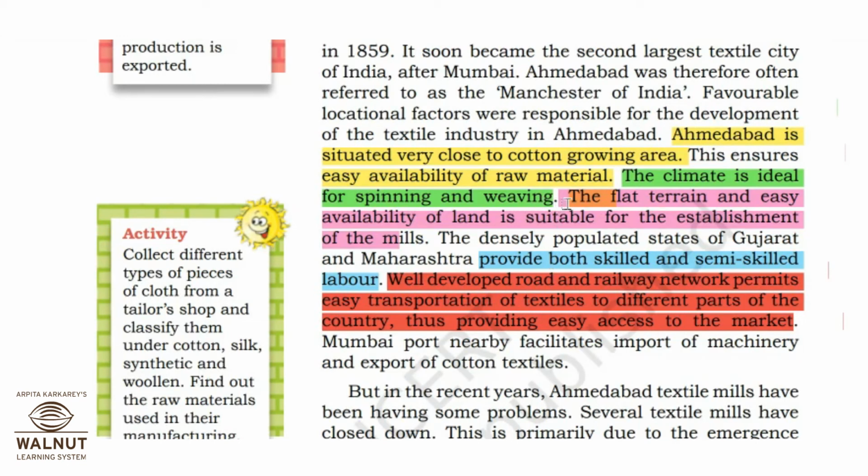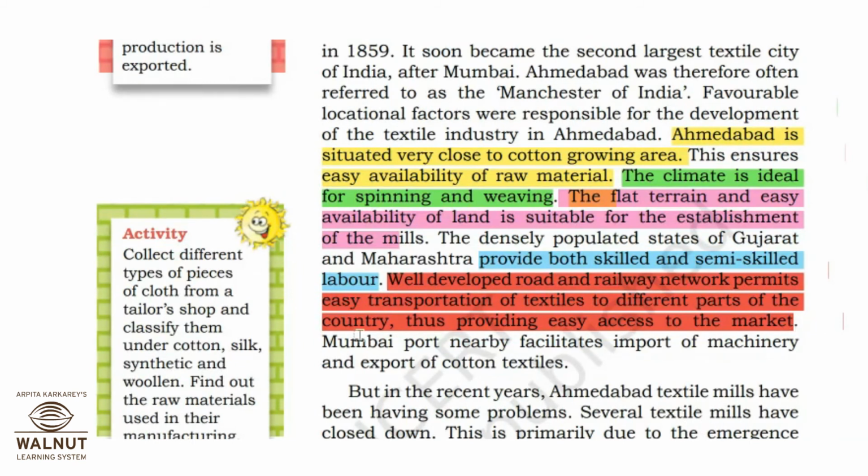Third point is it has a flat terrain, which is suitable for establishment of the mill or the factory, because factories can be easily built on flat land. Fourth is that since it is a populated state, it provides both skilled and semi-skilled labor. That is your fourth point. And the fifth point is it has a well developed road and railway network, thus providing access to market.